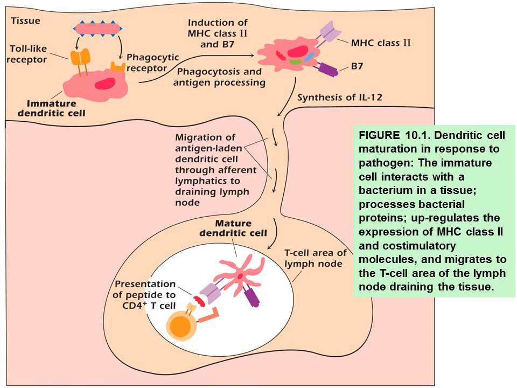So you can see the whole sequence: there's an immature cell, it interacts with the bacterium in the tissue, it processes bacterial protein, there is an upregulation of MHC class 2 and co-stimulatory molecules, and then it comes and sits in the T cell area, and that's where T cell proliferation takes place. Remember I said if there is an injury over here and you have lymphadenopathy, you have swollen lymph nodes. The reason is because this is expanding, okay?